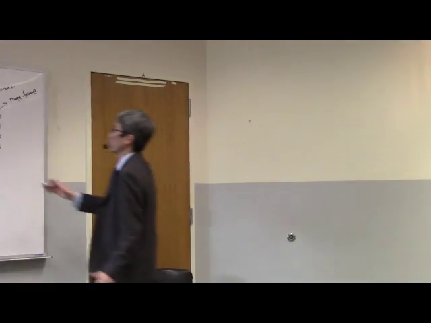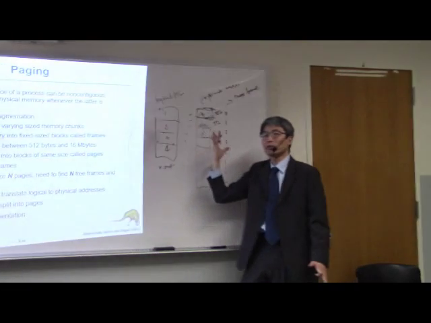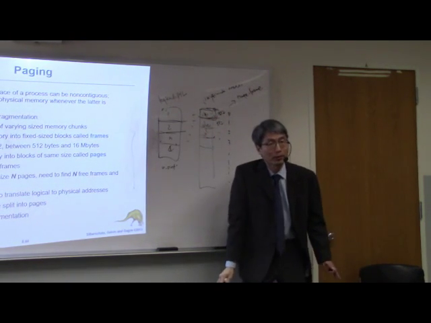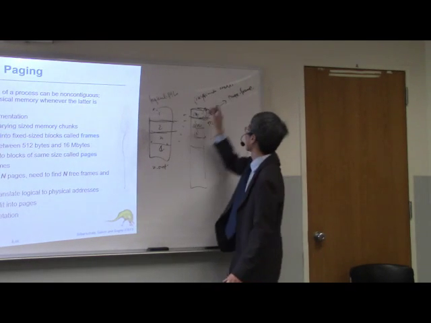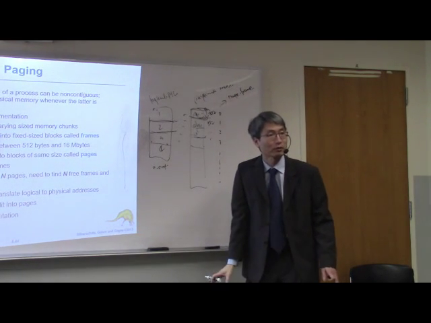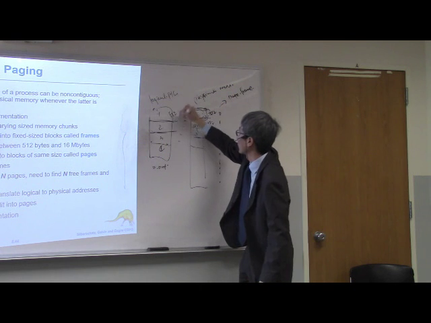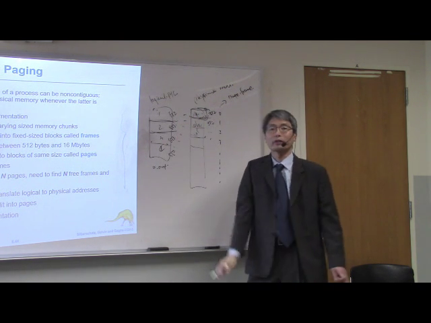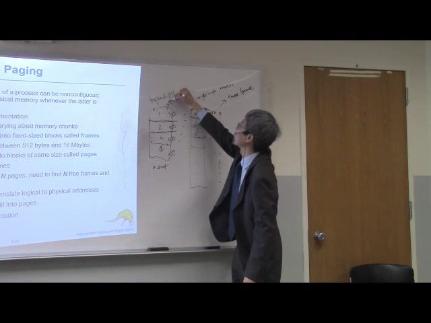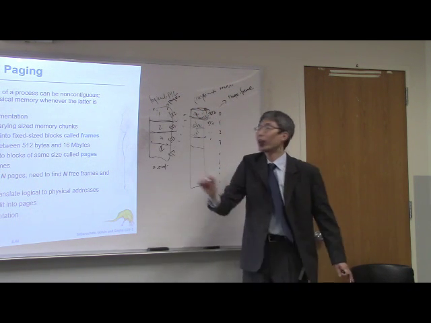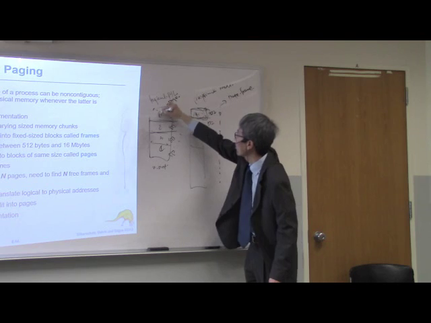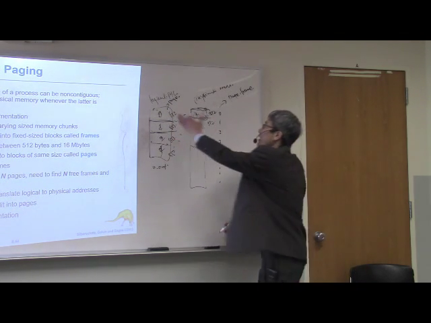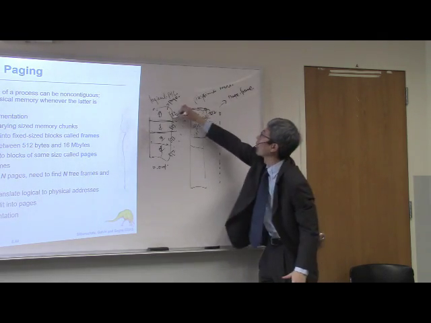Then, when we load the program into memory, we are going to divide the logical program, your program, by the same size unit: 512 bytes, 512 bytes, 512 bytes, 512 bytes. These are called pages. So we have a number of pages, 0, 1, 2, 3. Then page by page we can upload.